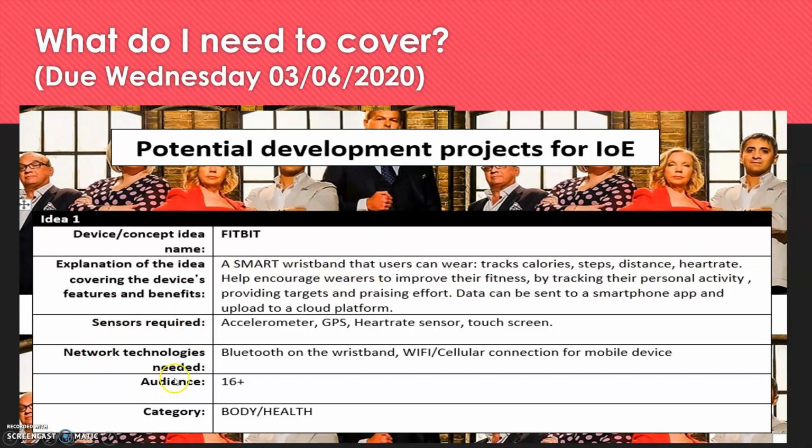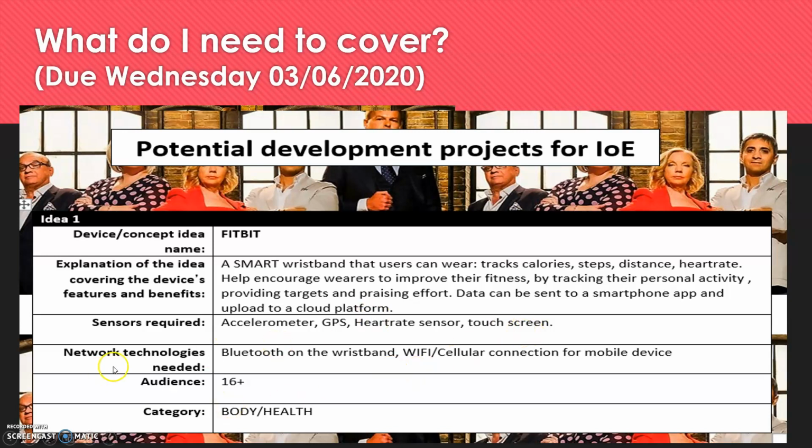Here, this is the key bit obviously for defining an IoT device in the first place. What kind of sensors is it going to require? I've put things like accelerometers and GPS for the steps and the distance covered, a heart rate sensor, and a touchscreen for being able to interact with it. So whatever you think the appropriate input devices or sensors are for your particular IoT device, just make a list of them there.